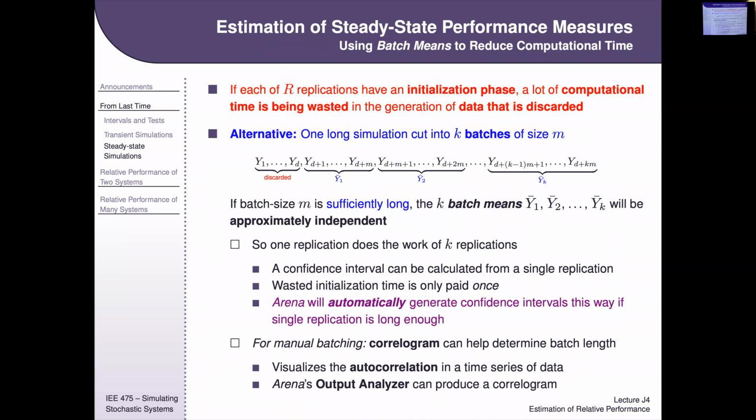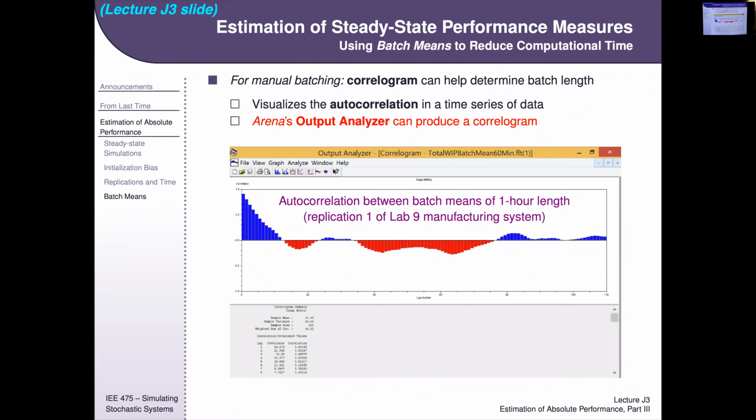So you might ask, well, how does Arena figure out what's long enough? There's actually tools where you can do this manually yourself. You can pull in data from one replication into the output analyzer, and the output analyzer has a correlogram, and you can pull that in. And this gives you what's called an autocorrelation plot.